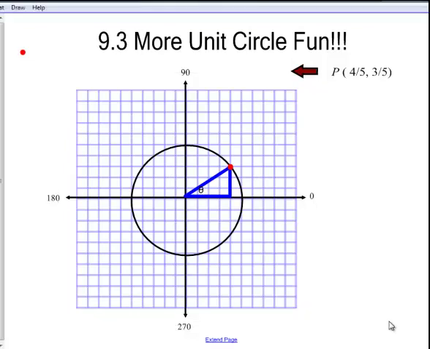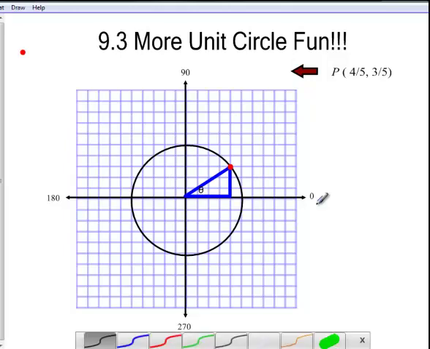Okay, today we're doing more unit circle fun. So we're going to try and teach you about sine and cosine and why you had to learn them back in 7th and 8th grade. Okay, so what we have here is a unit circle and we superimposed it on top of a Cartesian plane.